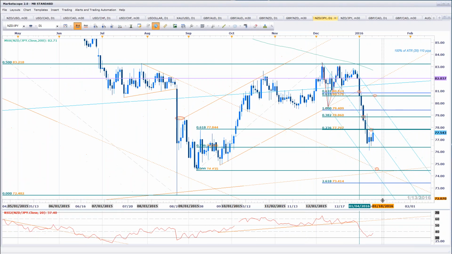So on the daily chart, these are the levels I'd be looking for. A break above this, look for a rally towards 78.86. I know that's a whole 100 pips. We're not really looking to scalp 100 pips per se, but that's the implication of a breach above 77.84, specifically on a close basis.